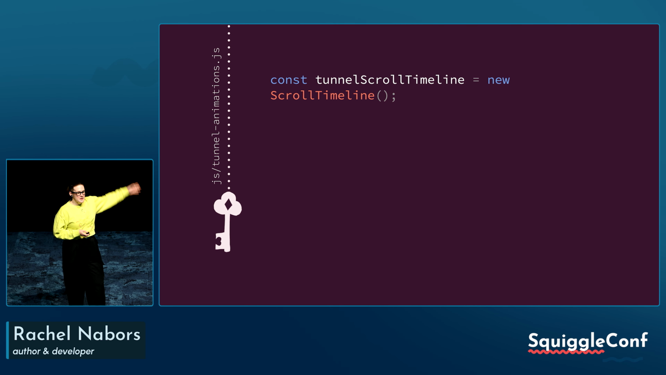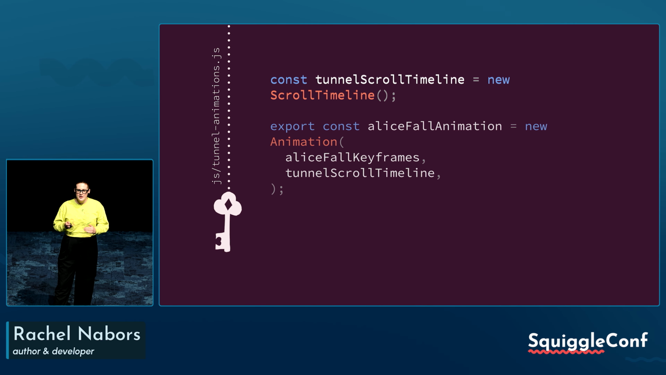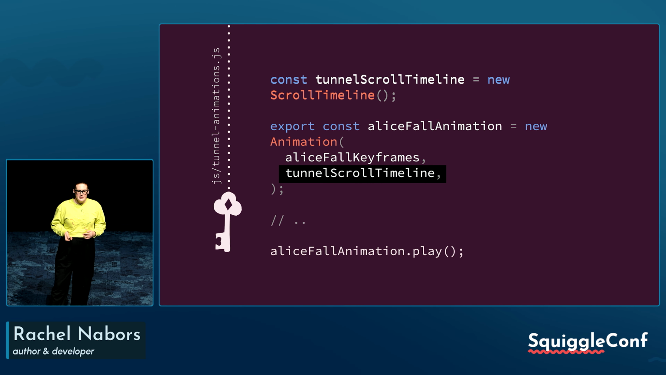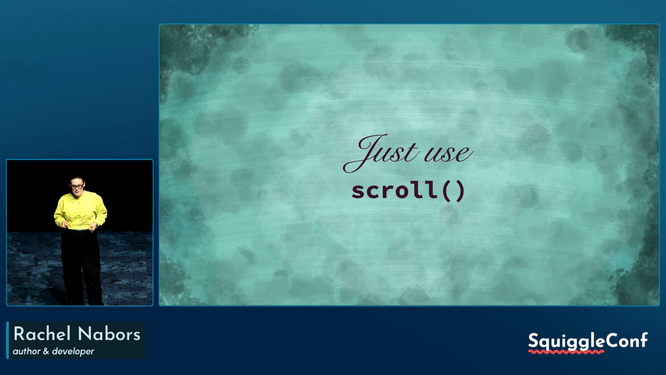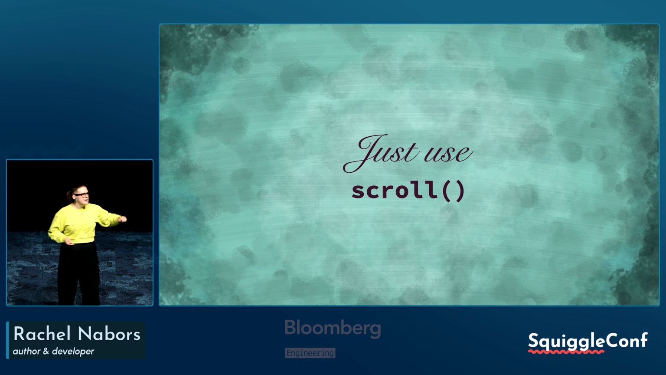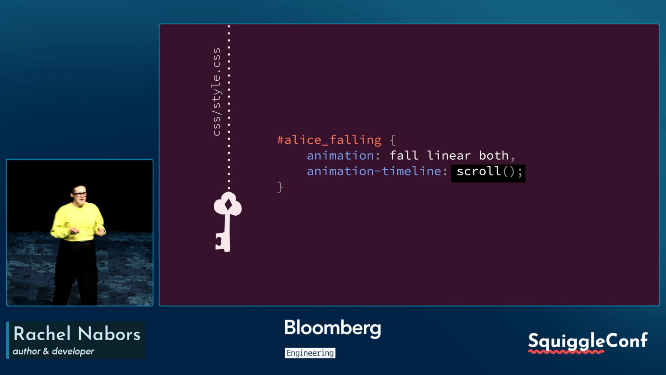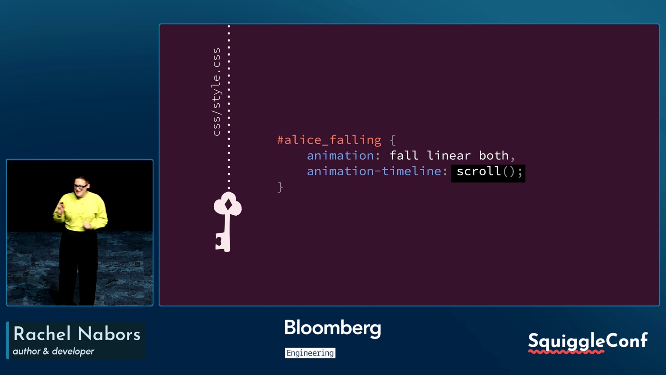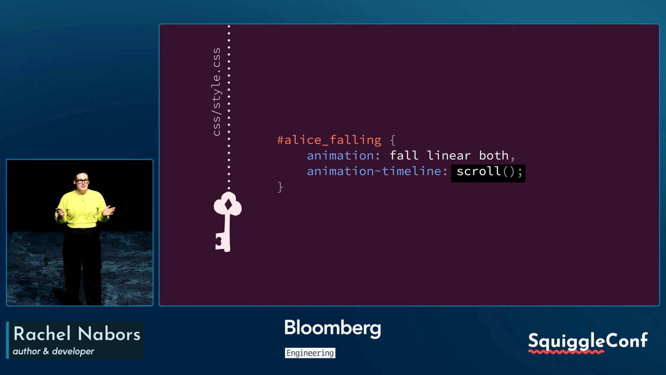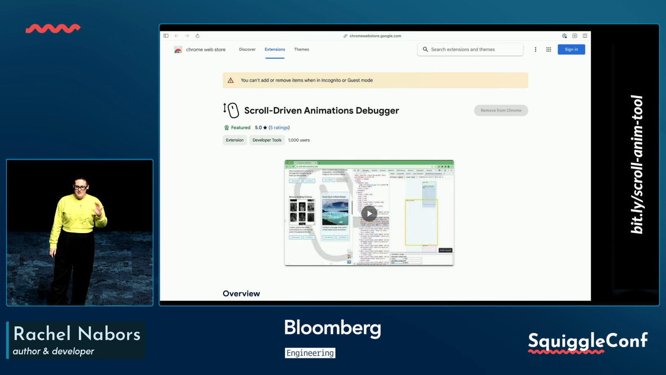So to make one, you make a new scroll timeline. And then when you make your new animation, you hit play, what you do is you pass it that scroll timeline instead of passing it document.timeline. Pretty nifty. If you're using CSS, I imagine we have some CSS connoisseurs in the audience, that's okay. We're just going to use this funky new animation-timeline property, which takes a scroll value with little parentheses, which you can use to pass some extra fun variables.